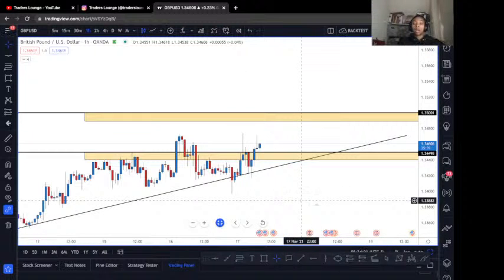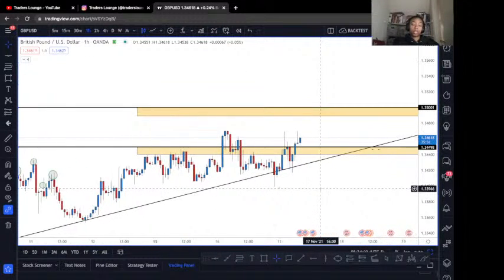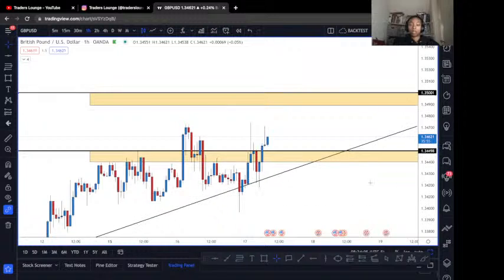But this is my setup for GU. Like I said, I'm waiting for price to come back down to this area or give me some type of reversal pattern here. The evening star. That's what I'm really good at pointing out, the evening stars, morning stars. Like this right here, this is an evening star.